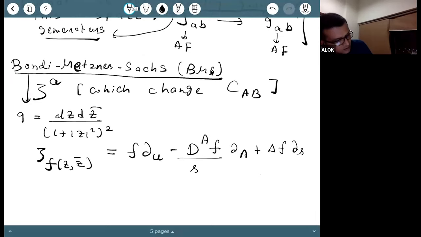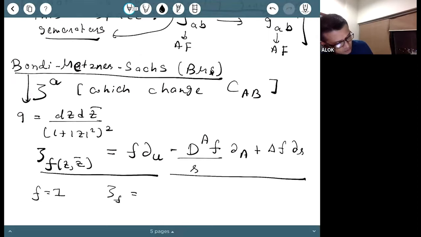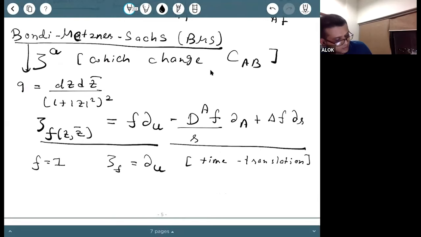So if you look at this class of vector fields, we can immediately deduce that if we take f equal to 1, then zeta f just becomes rho u. And that is just the time translation. So that's the exact Killing field of the flat metric. And so it is, of course, an asymptotic symmetry of an asymptotically flat space, because it won't change the metric at infinity.